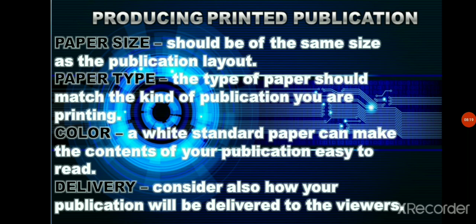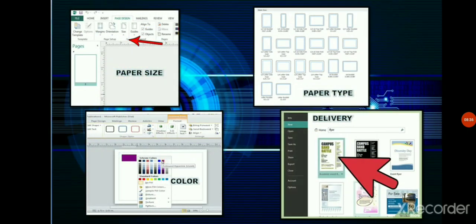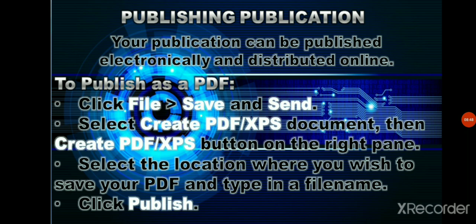And the delivery. Consider also how your publication will be delivered to the viewers, for example online, as a handout, or by any means by which it will reach other people. So these are the paper size, the paper type, the color, and the delivery. Okay, let's move on to the next slides on publishing publications.